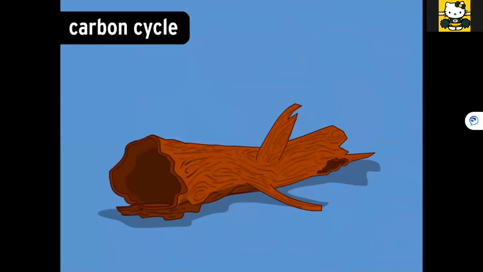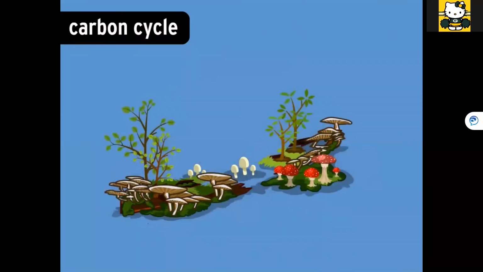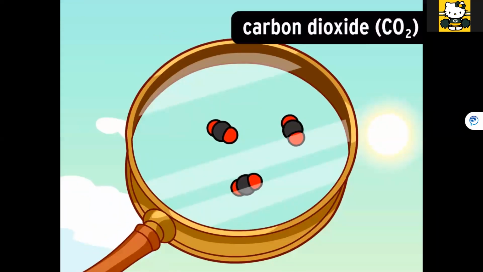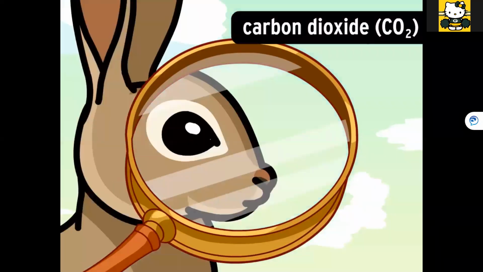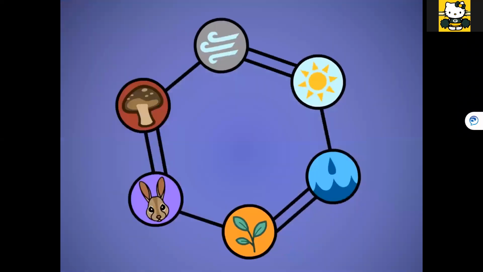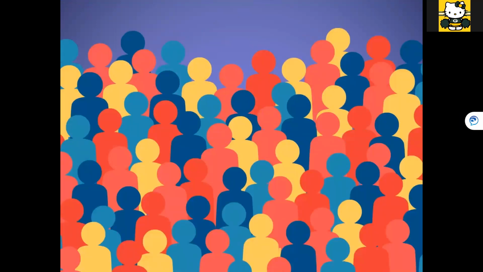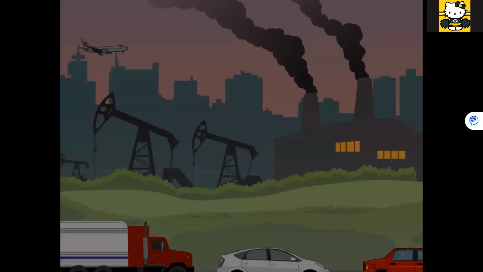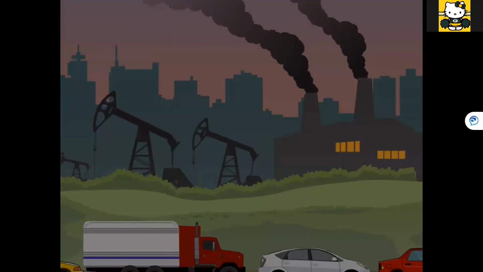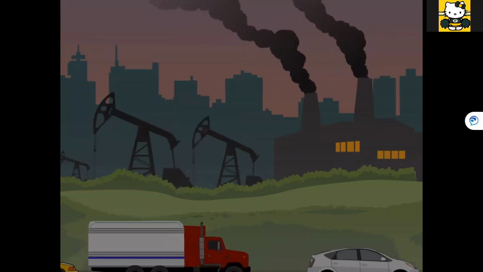When organisms die, decomposers break them down and return that carbon to the environment. In the air, carbon is usually found in a molecule called carbon dioxide. Animals breathe out CO2, and plants suck it in. But lately, this natural balance has been thrown off by one animal: humans. Things like cars, planes, and factories release tons of CO2, more than plants can suck in. Carbon is building up in the air, leading to all kinds of problems.